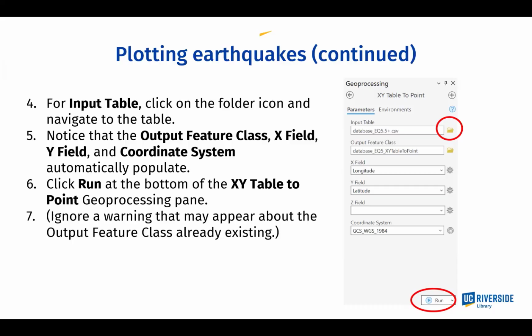And then you'll notice that it recognized, oh, you have a column for longitude, that's my X value, and you have a column called latitude, so that's got to be the Y. So it automatically populates. And if we had height or depth values, that would be the Z field, but we don't in this case. And so then after that, you would just go ahead and hit run. Sometimes when I have done this, there's a warning that pops up about the output feature class already existing. If that happens to you, you can just ignore that warning.